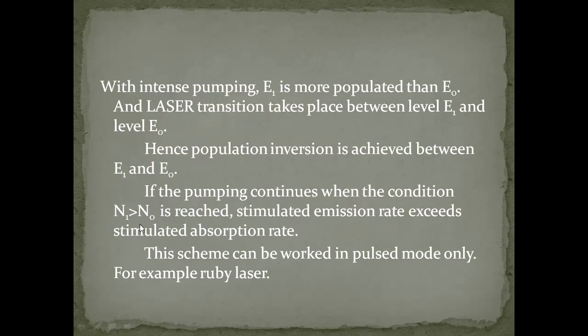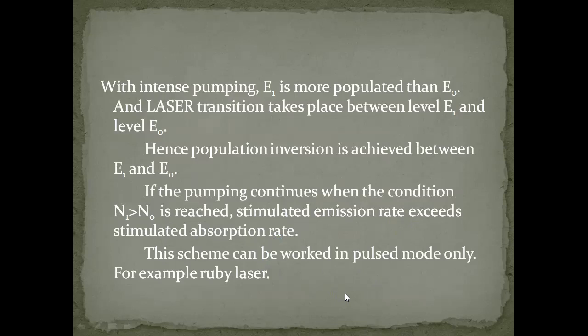So what is population inversion? The number of atoms in the higher energy level is greater than the number of atoms in the lower energy level, so N1 is greater than N0. If it is reached, the stimulated emission rate exceeds the stimulated absorption rate. Therefore, a pulsed mode of output can be obtained using this 3-level scheme, and the best example for this scheme is the ruby laser.